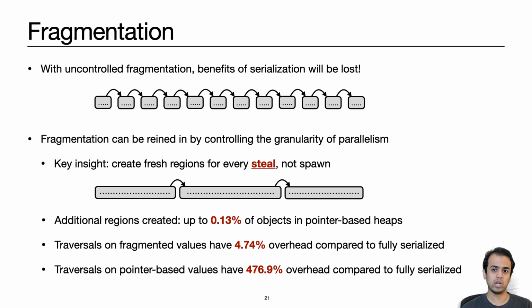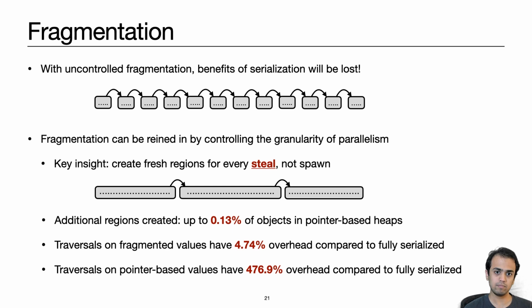And the first control we provide is primitives to control the granularity of parallelism. By controlling that, you automatically restrict the number of fresh regions to the number of tasks that are spawned by a program. But actually, this alone isn't sufficient, because not all tasks which are spawned will actually run in parallel. So we create fresh regions only when real parallelism is created. And we detect that by detecting the steal in the Cilk work stealing scheduler that we use. And by using both of these controls, we are able to restrict the fragmentation level to a minimum.